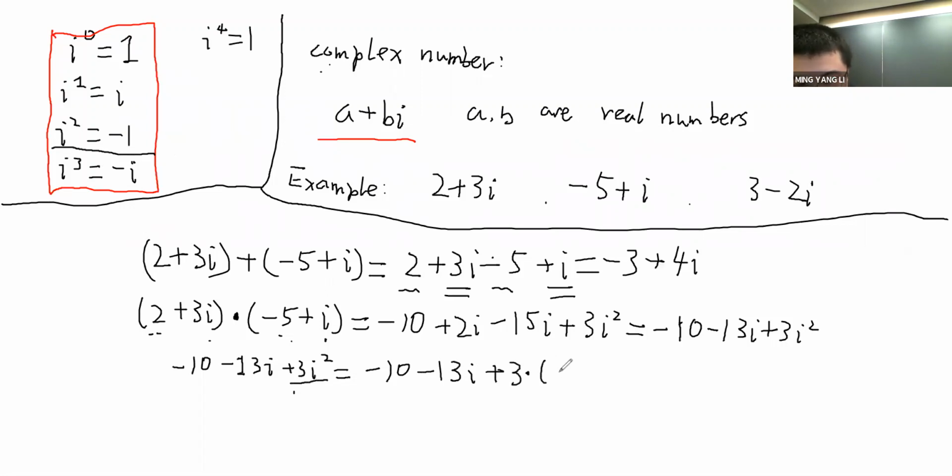3 times i to the power 2 became 3 times -1. And now we can combine -10 and -3, and the i term is -13 times i.